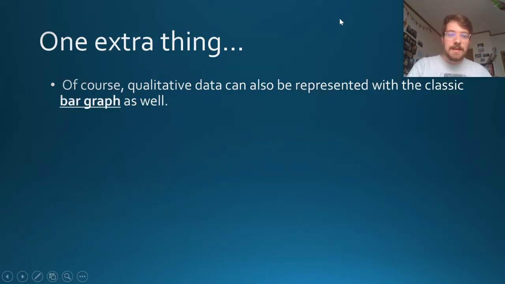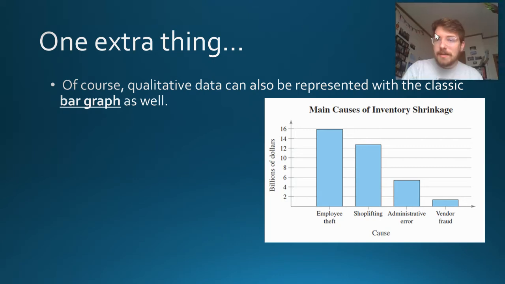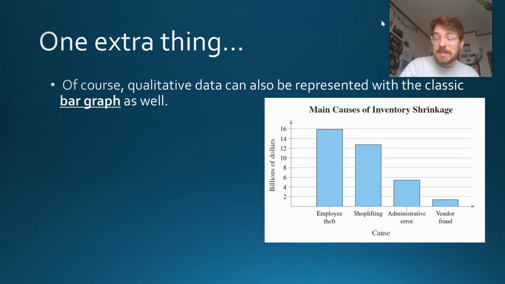One extra thing is that, of course, if you've got a bunch of labels, qualitative data, another way you could represent it is with a classic bar graph. It's just like the histogram that we looked at before, only in this case, our boxes or our classes, instead of having a range of values on the bottom, it's just going to be a label instead. And they're not going to be connected in like a big kind of like hill. In this case, they're all going to be separate because one label doesn't really go with another one. So this one is looking at main causes of inventory shrinkage in the billions of dollars.